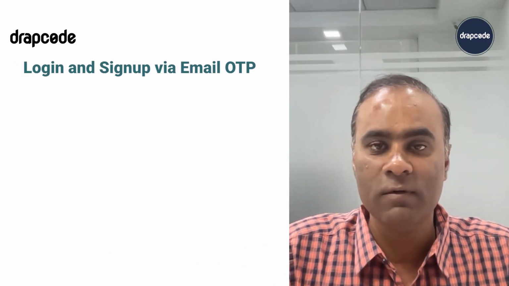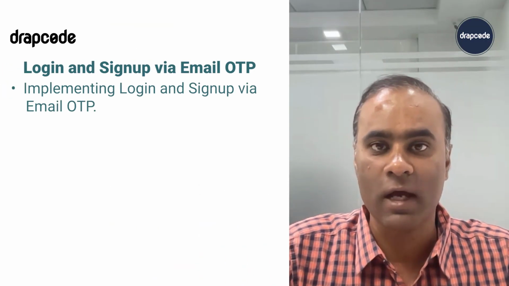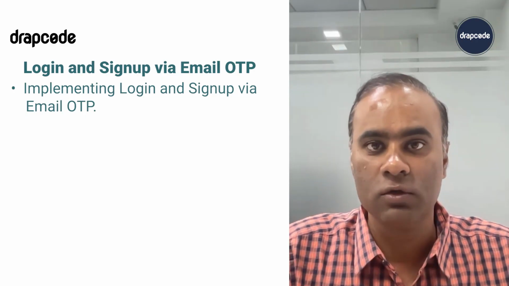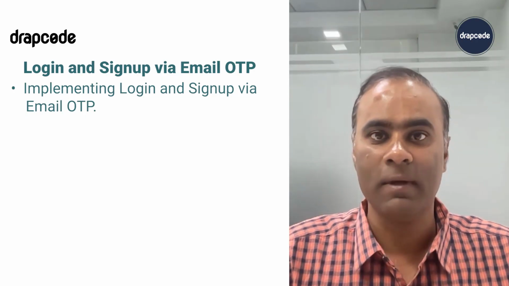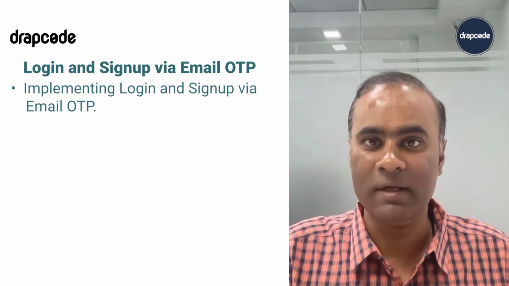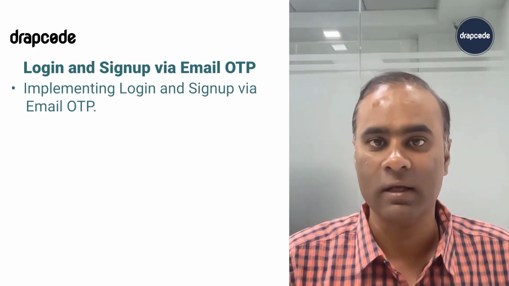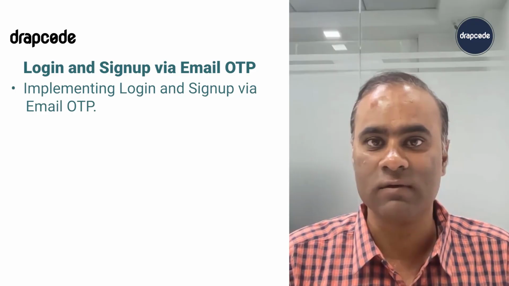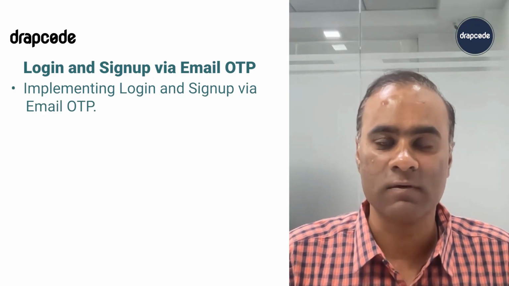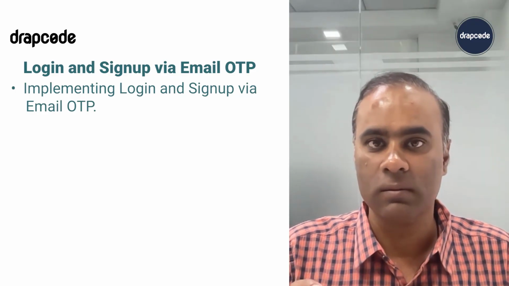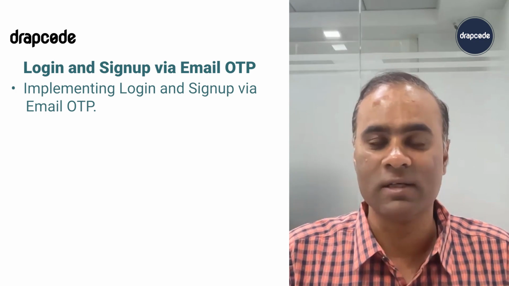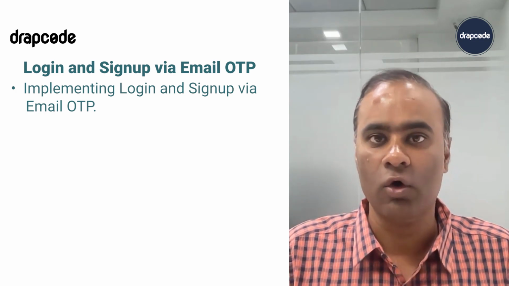In this video, we will understand how to implement login or sign up via email OTP. We have a mechanism where people can log in through an OTP sent to their registered email address or mobile number. There are very generic use cases where people don't want to remember their password. They want to log in with some 6-digit or 4-digit OTP sent to their mobile phone or their email, right?